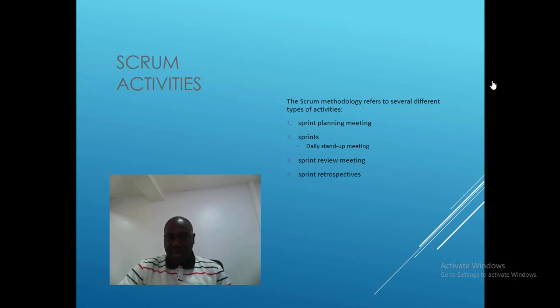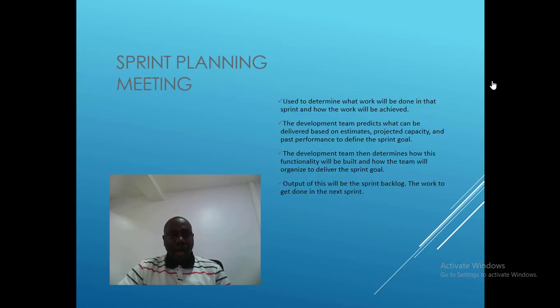All right, so let's look at sprint planning meeting, used to determine what work will be done in that sprint and how the work will be achieved. The development team predicts what can be delivered based on estimates, projected capacity, and past performance to define the sprint goal. So it's a function of the estimates of what to be done, the capacity, what the team can deliver, and also the velocity they were able to achieve during the last sprint. So all these things looked at together, integrated to define the sprint goal.